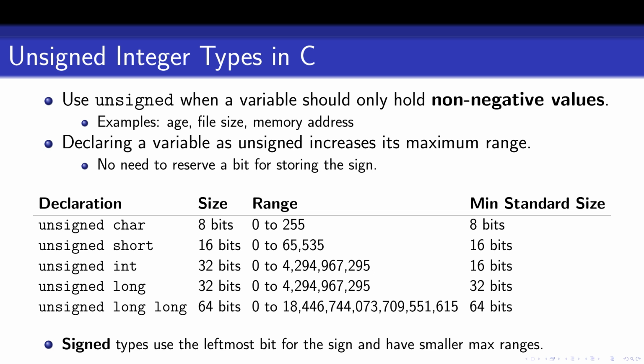C supports several unsigned types: unsigned char, unsigned short, unsigned int, unsigned long, and unsigned long long. Each has a defined size and corresponding maximum value. However, be cautious. Mixing signed and unsigned types in operations can lead to tricky bugs. Use unsigned types purposefully, and only when you're certain negative values are not possible.